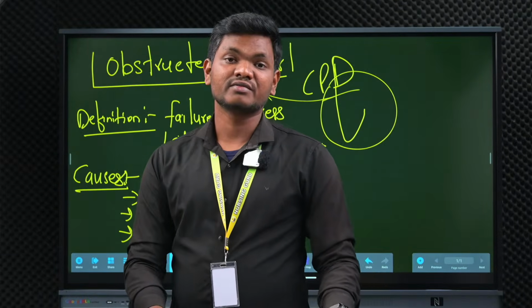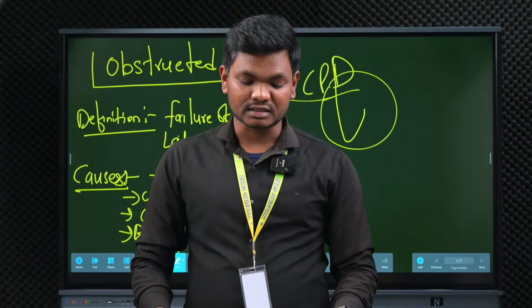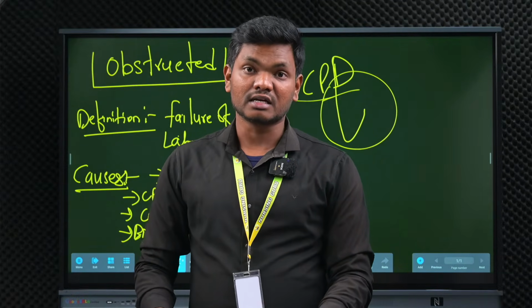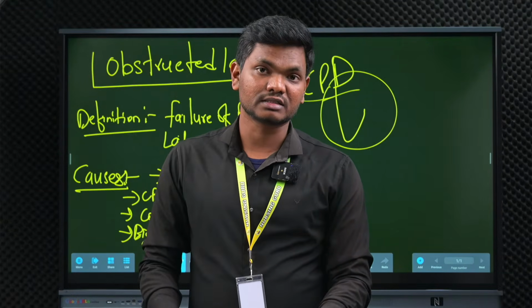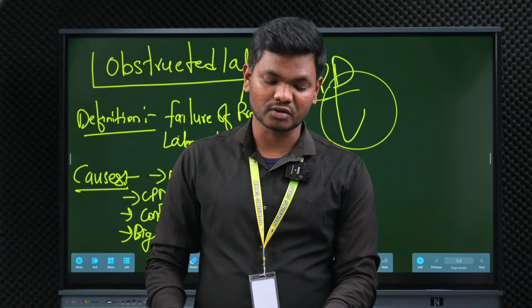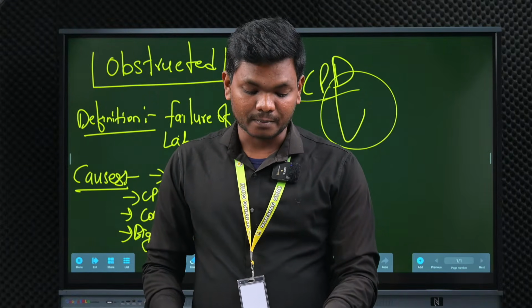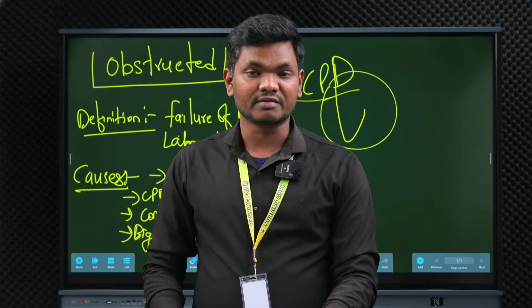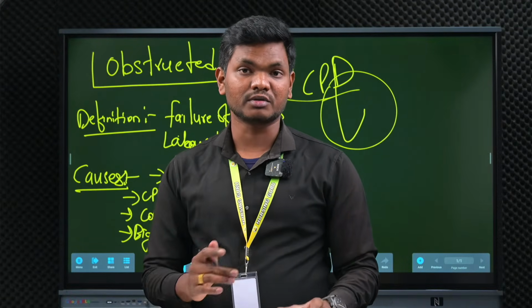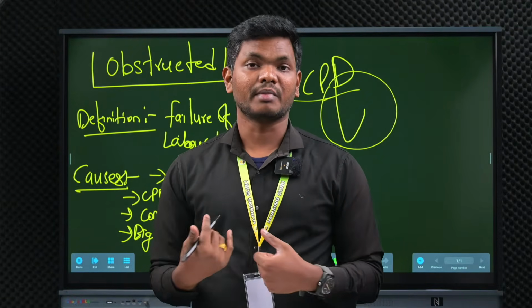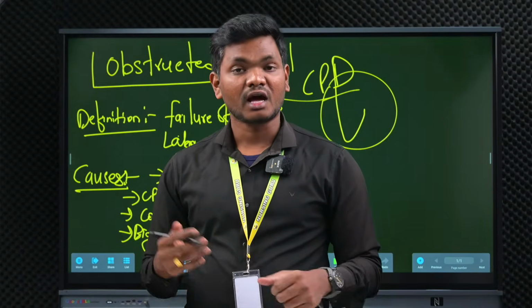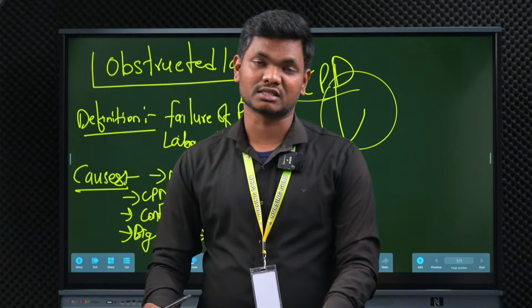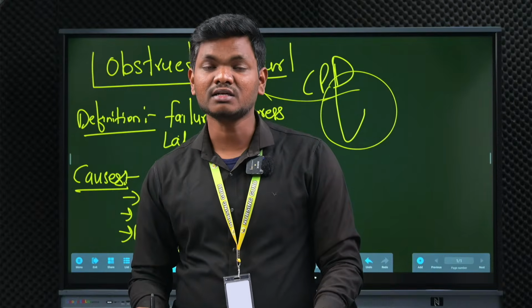Then fetal distress. If fetal distress is there during that time, what is the management you can provide? Forceps delivery or vacuum delivery can be performed to cut short the labor, or to make the baby out immediately. Otherwise you have to perform the emergency cesarean section, the LSCS.